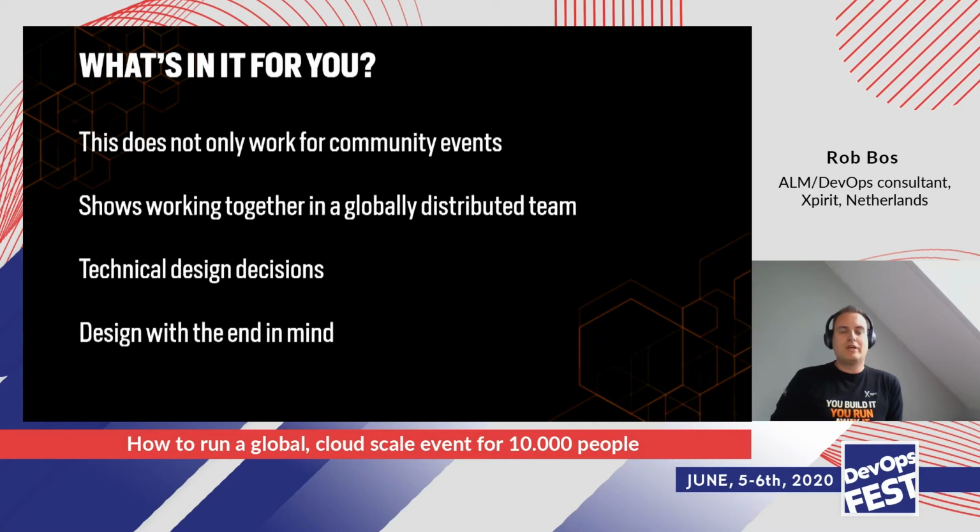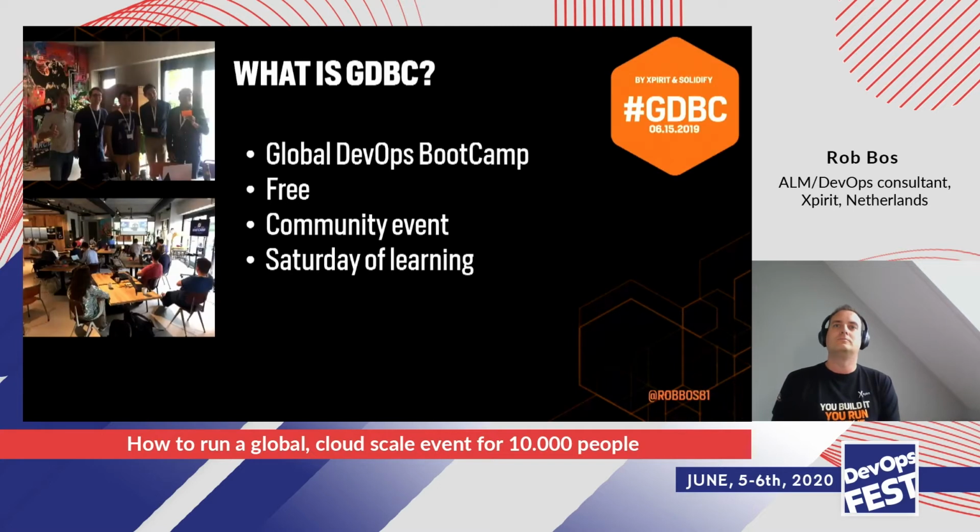I'll show you how we work together as a globally distributed team to get things going. Because I didn't, of course, do it by myself. We had a team of even 20 people at some time helping us out. I'll go over some of the technical design decisions that we made to get everything available and running in the cloud, and I'll explain how we designed everything with the end in mind.